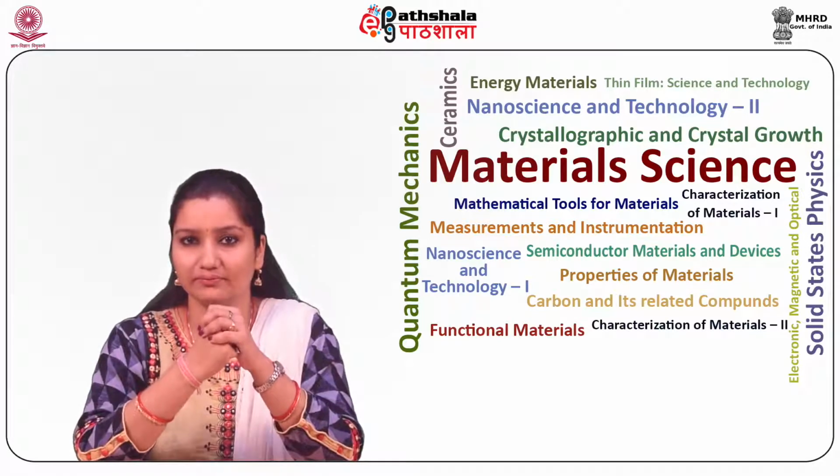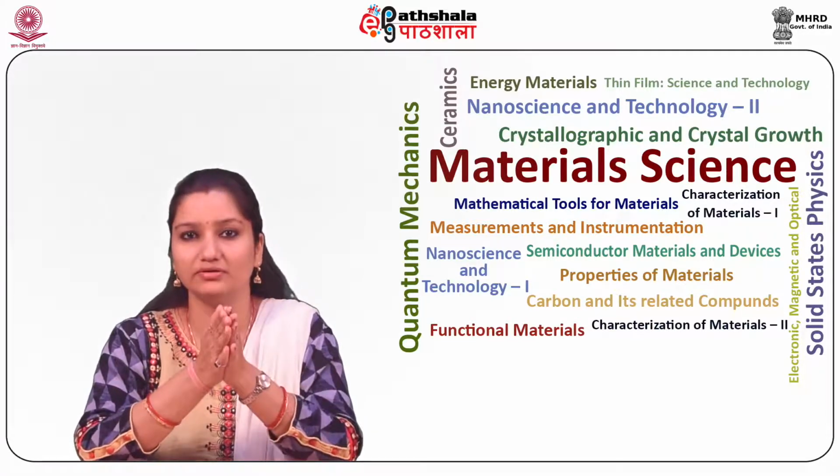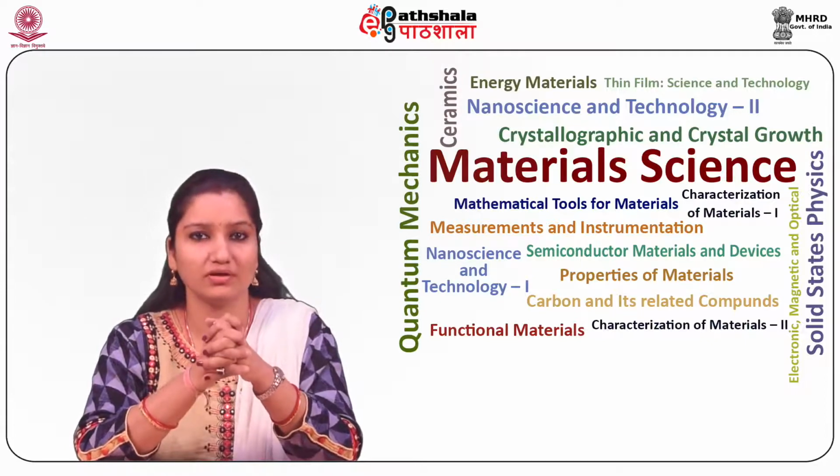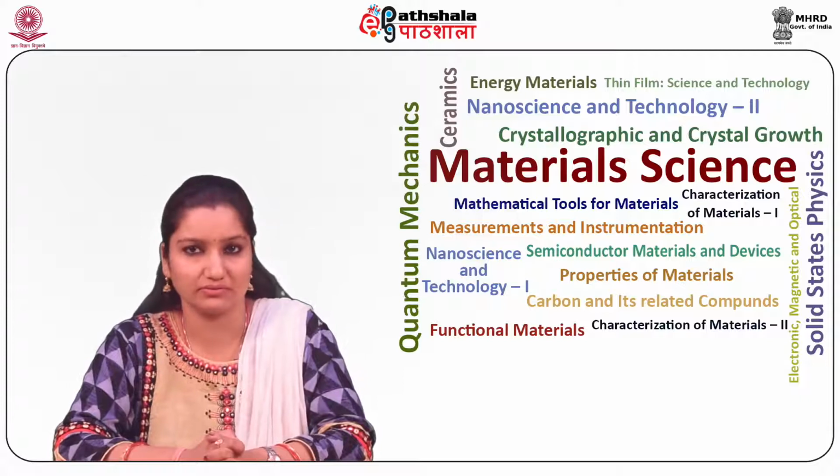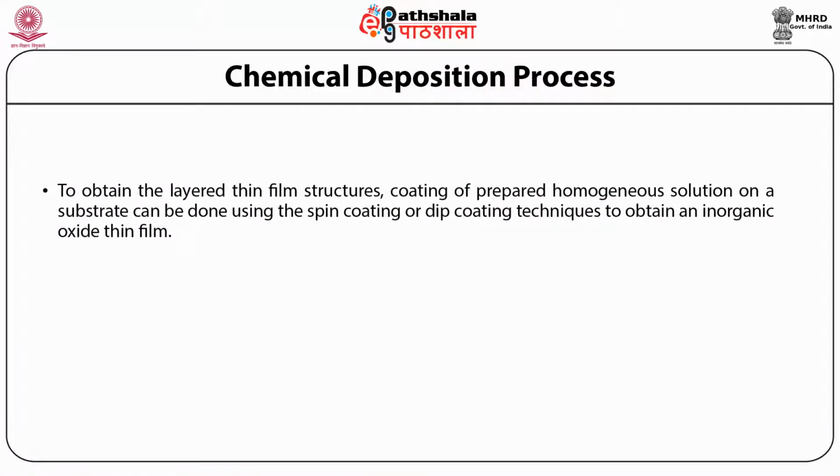The solutions prepared using the above mentioned methods can be used in various ways for the preparation of thin film structures. To obtain layered thin film structures, coating of the prepared homogeneous solution on a substrate can be done using spin coating or dip coating techniques to obtain an inorganic oxide thin film, whereas post-deposition thermal treatment is required for the crystallization of as-deposited amorphous films.